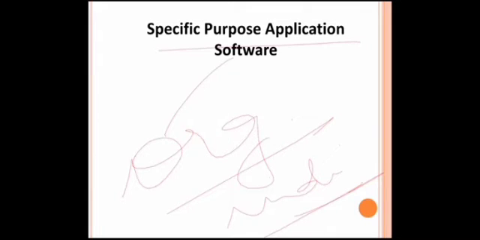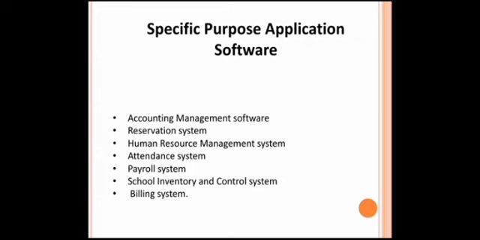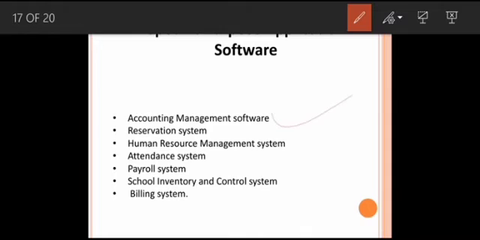Examples of this software are accounting management software and reservation system. The software we use for reservation purposes is specific purpose. Human resource management system, attendance system, payroll, school inventory and billing system.